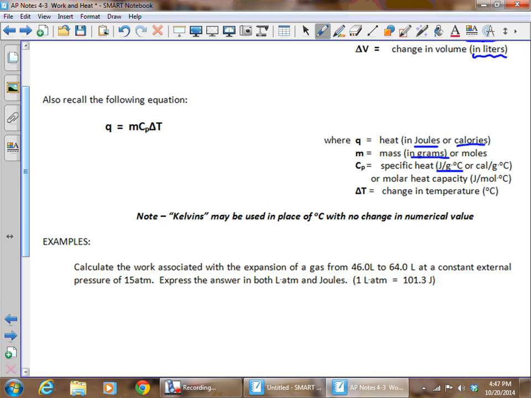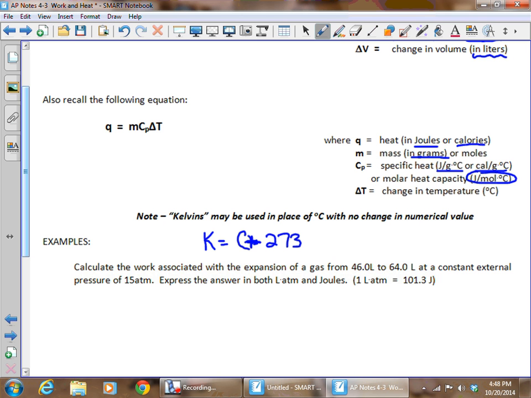That can be in joules per gram degree Celsius or calories per gram degree Celsius, or it can be the molar heat capacity, which is joules per mole degree Celsius. And of course, delta T is our change in temperature. Now, this is important because this is strange but true. Kelvins can be used in place of degrees Celsius with no change in numerical value if we're talking about a change in temperature. Remember, we can get to kelvins by simply adding 273 to Celsius. A Kelvin unit and a Celsius unit are the same change.